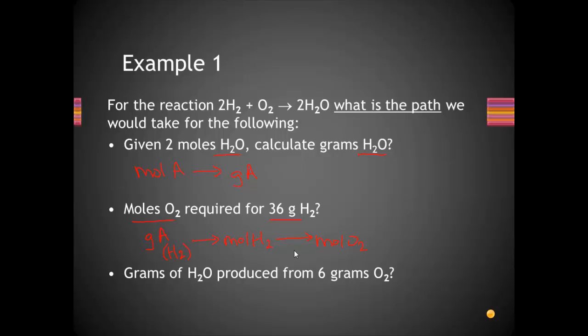And finally, I need to find out in this question the grams of water produced from 6 grams of oxygen. Because they're different chemicals, I'm going to have to start with grams of oxygen. I can't go straight to water there, so I'm going to have to use the periodic table to go to moles of oxygen. Then I'll use the mole ratio to convert to moles of water. And finally, I'll use the molar mass to go to grams of water. So this is actually a 3-step conversion. This is the full pathway that I showed you on that previous slide. Let's use this pathway to work out some problems.